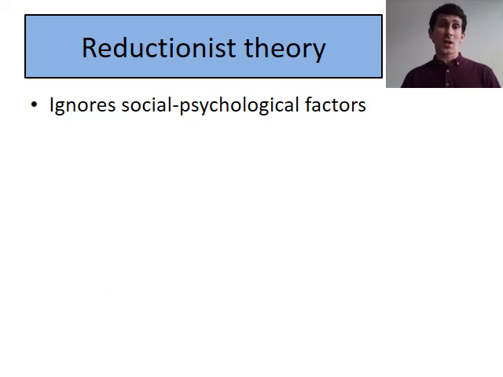Right, of course it's a reductionist theory, it's biological, it says genes, hormones cause gender identity disorder. It ignores all the social psychological factors we're about to go and look at. So you can use your reductionist theory paragraph in here.